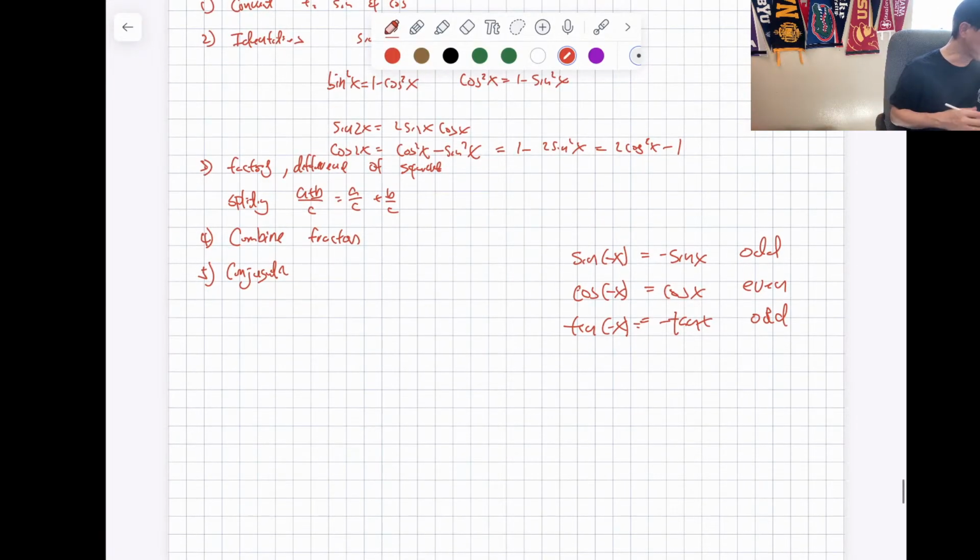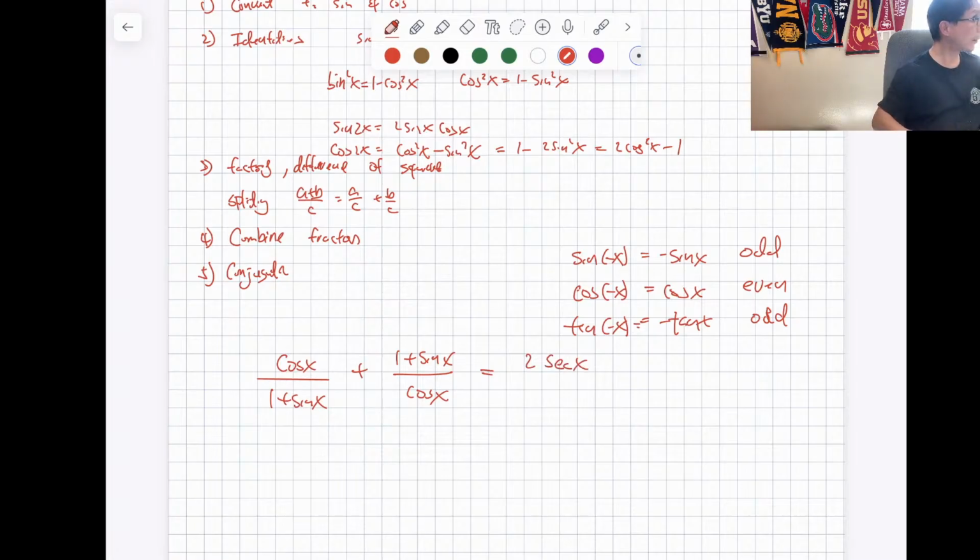So we're going to start with this one question. Cosine of x over 1 plus sine of x, plus 1 plus sine of x over cosine of x. And that's equal to 2 secant of x.